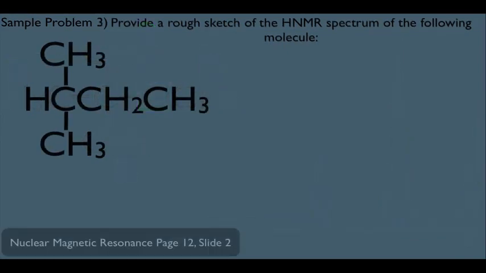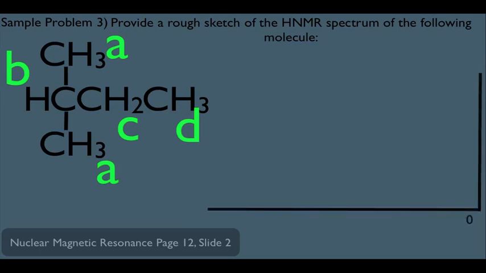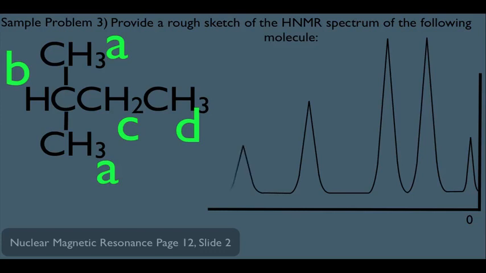Let's look at another example here. Again, provide a rough sketch. Let's start right here and call these the A-type hydrogens. We see symmetry, so these would also be the A-type hydrogens. This would be a B-type hydrogen right here. The CH2 would give rise to C-type hydrogens, and the methyls here, they'll be D-type hydrogens. So in our rough sketch, we should expect to see 4 peaks in the HNMR for this molecule.